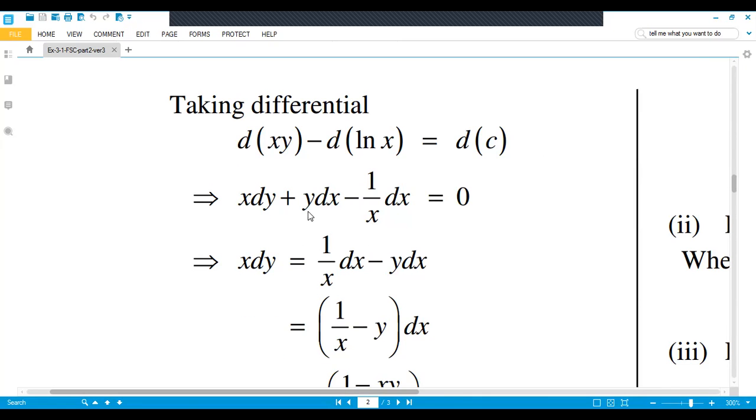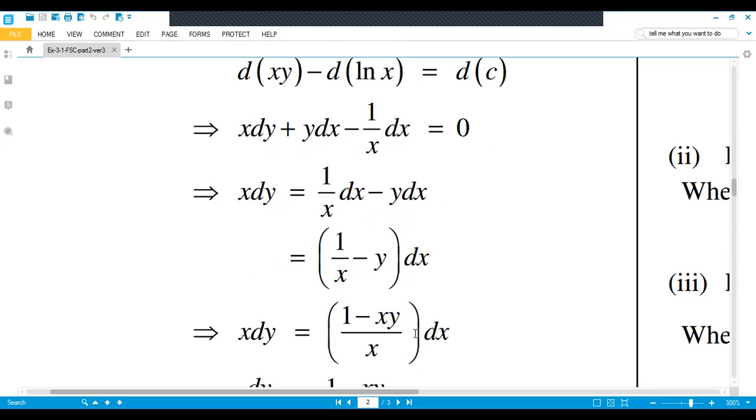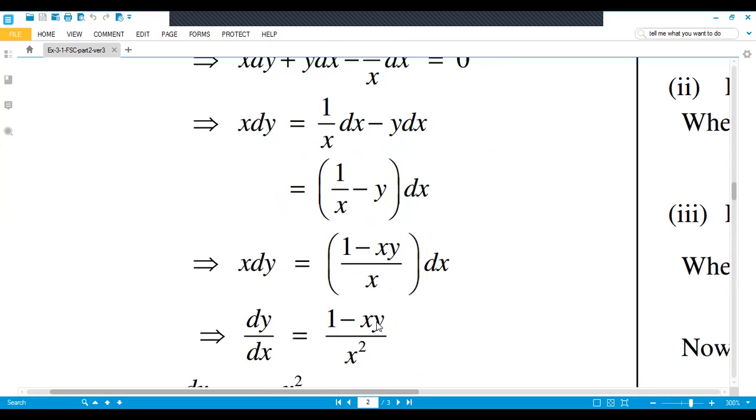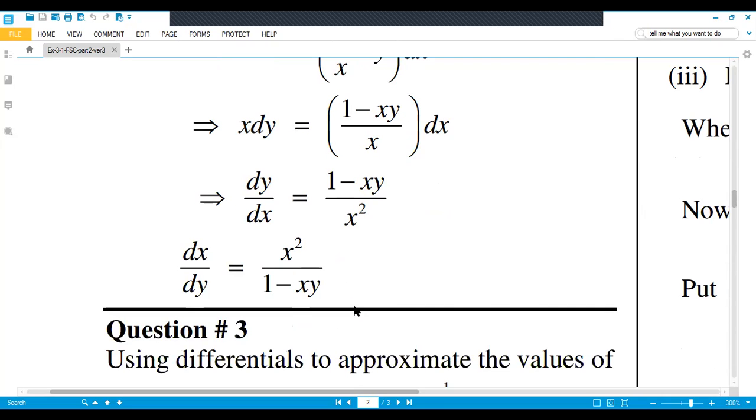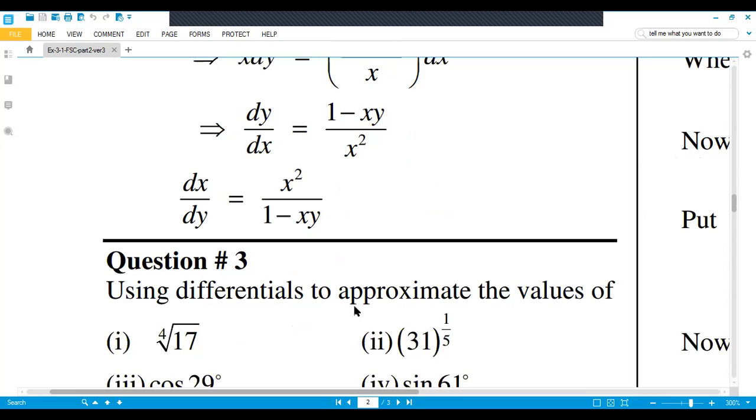Now the dx value you shift to one side and the dy value to the other side. So dy is already here, this value shifted to the right-hand side will be minus y dx, and this is positive 1 over x dx. Take dx common, so when you take dx common, this value multiplies with dx, and here dx multiplies with this value, so shifted to the other side, dx divide, here x multiply, shifted to the other side, divide, so you get this value. Now to find dx by dy, you write its reciprocal. So this is question number 2. Now come to question number 3.